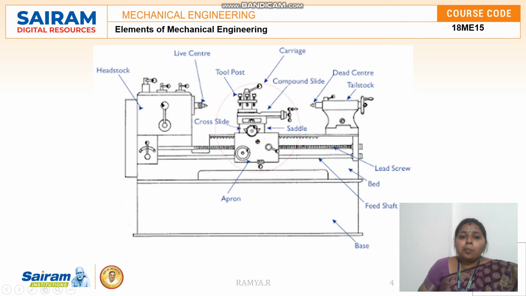Above that is the headstock. This is something like the topmost part of a lathe. This headstock consists of all the driving mechanism. Also it consists of the chuck which helps in holding the workpiece. The center point of the workpiece in this chuck is called the live center. Here in the headstock, all the driving mechanisms including the belt drive, gear drives, and motors are placed.